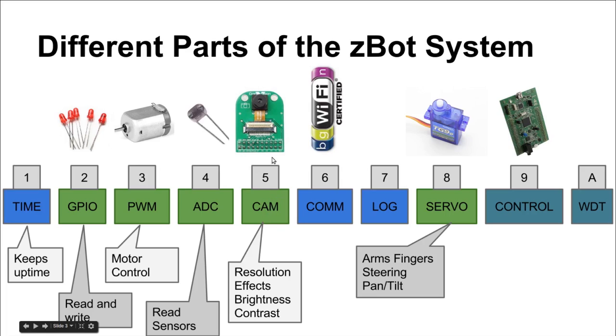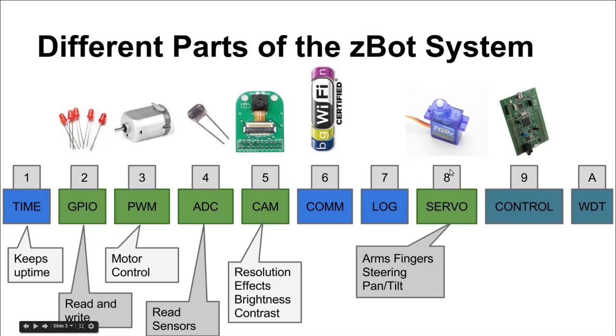There's the camera module, which you can interface with to change the resolution, brightness, or turn on one of the many camera effects. There's the COM module, which pretty much works on its own, but it handles the communication back and forth from the zBot to the client, be it a PC or an Android phone or any other type of device that supports Wi-Fi in the protocol. There's the log module, which takes care of logging everything that's going on.